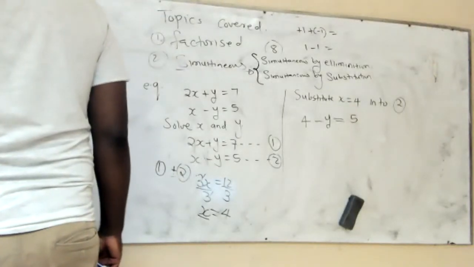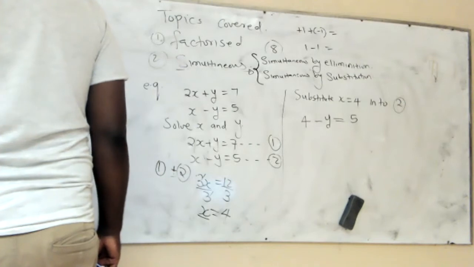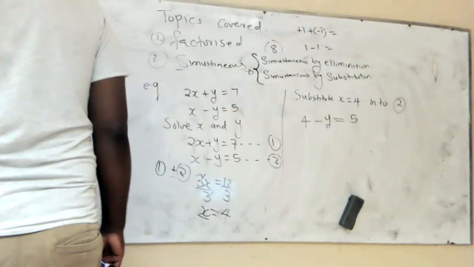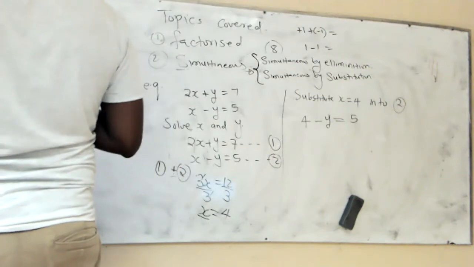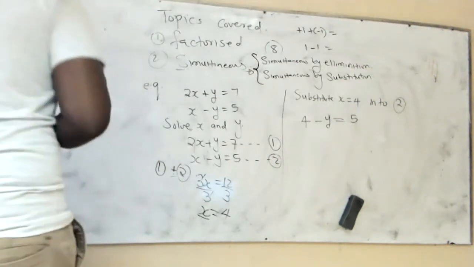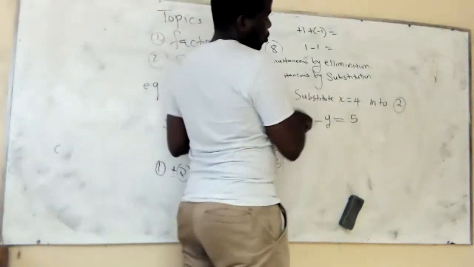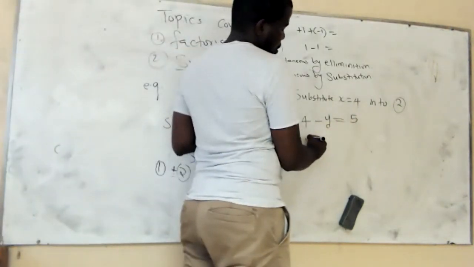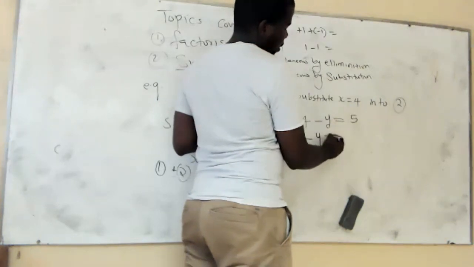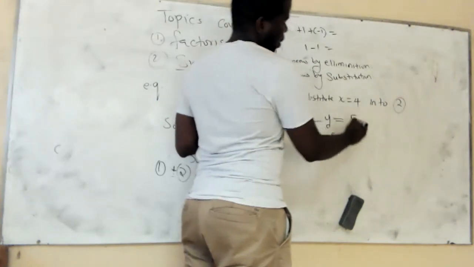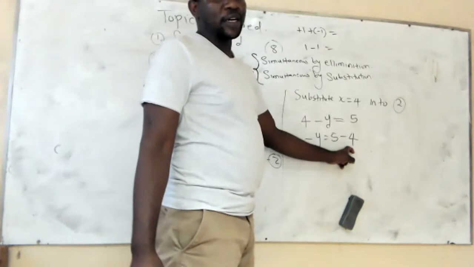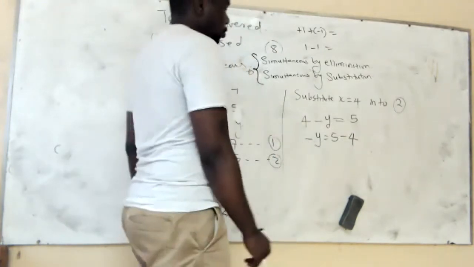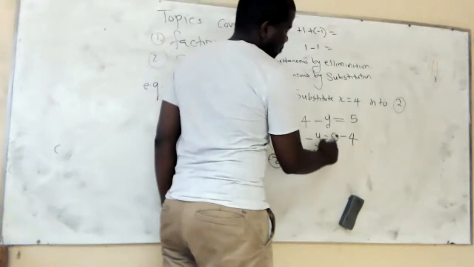Tell me the steps that we're supposed to follow in order to make y the subject of the formula. Negative y is equal to 4 minus 5? Exactly. So we are going to take this 4 to the other side, right? We'll then have negative y is equal to 5 minus 4, because when it goes to the other side, it changes the sign, right? And then you have to add 5 and negative 4.